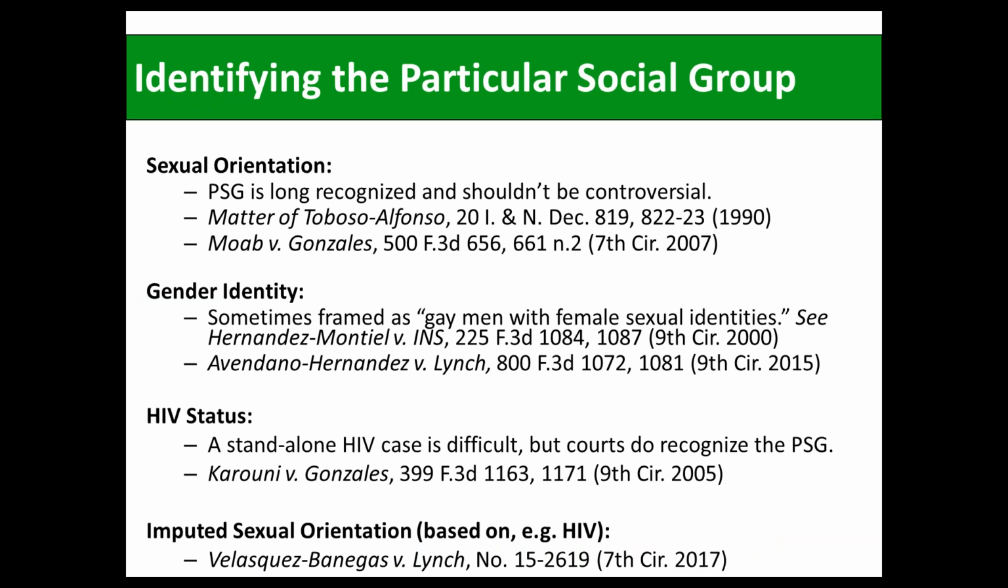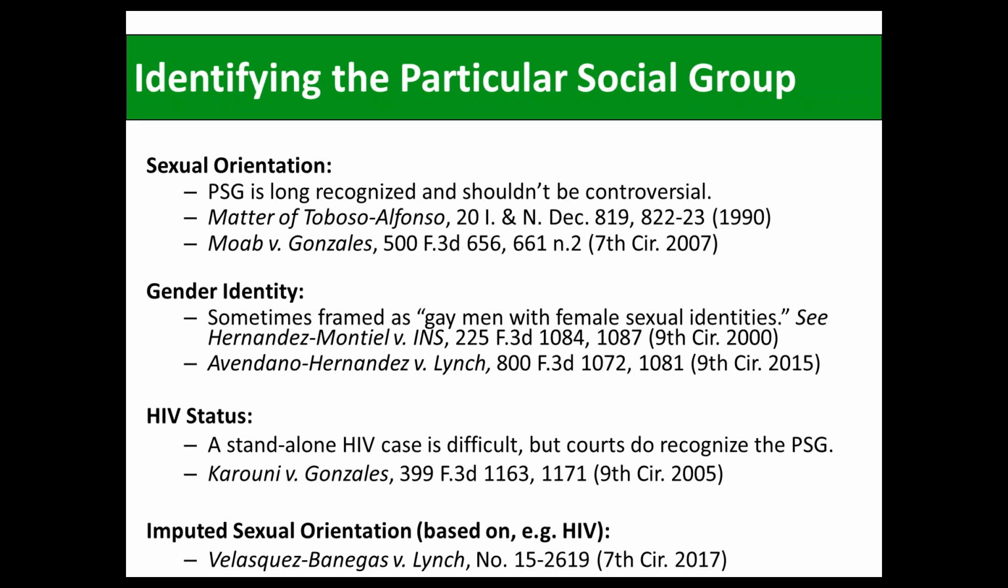So, identifying the particular social group. Generally, this is a very complicated part of the asylum law. However, for LGBT claims, they're pretty well established. For sexual orientation, since 1990, being a lesbian or gay man has been recognized as a particular social group. This was affirmed by the 7th Circuit in Moab.